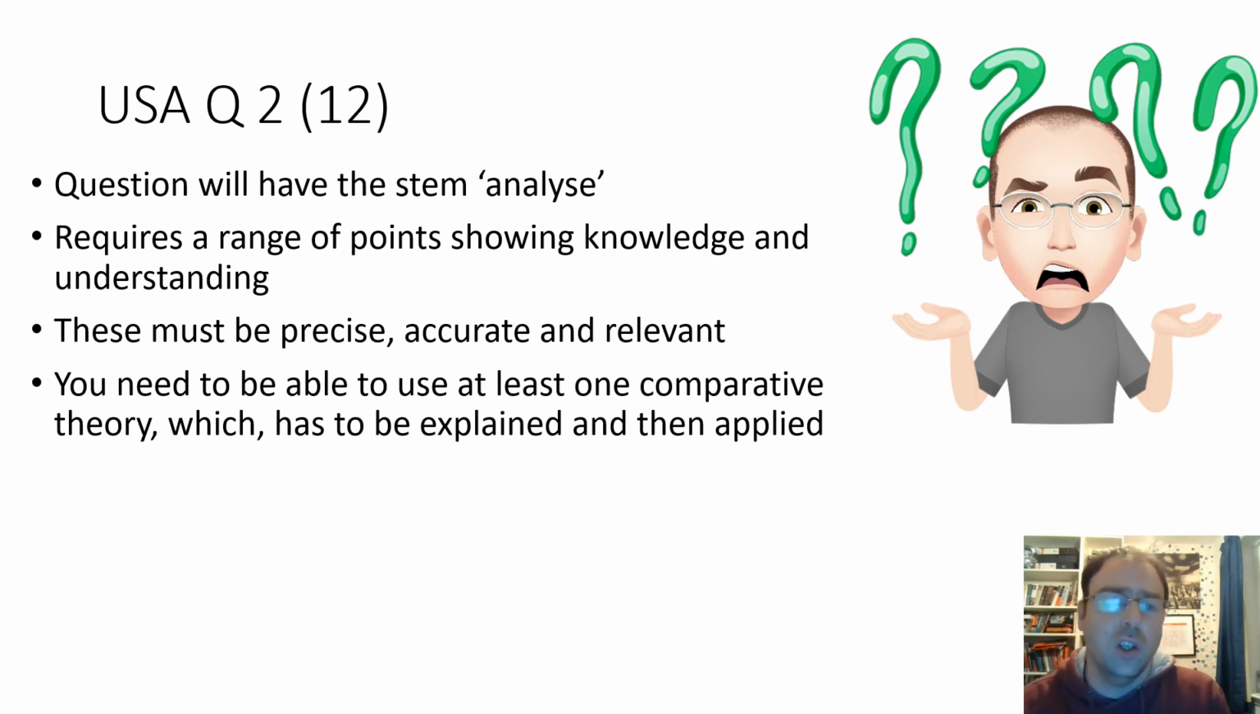The final type of question is question 2 on component 3, which is the second of the 12-mark questions. The stem is analyse. It requires a point showing knowledge and understanding. These must be precise, accurate, and relevant again. And you also need to show that you understand at least one of the comparative theories, and now you need to explain and apply that.